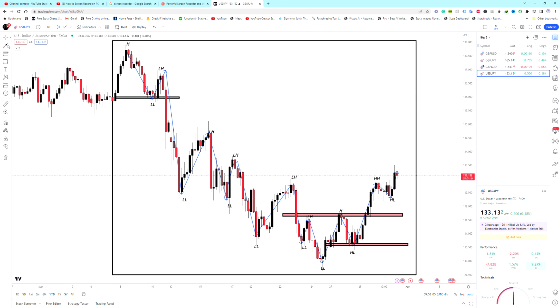It's not too complicated, and you could just keep practicing this on all your charts on every time frame, and it's just going to stand out to you. You're going to be able to spot market structure. Just go ahead for homework: you guys could pick a chart, pick a time frame, and start marking your lower highs and your lower lows and your higher highs and your higher lows.